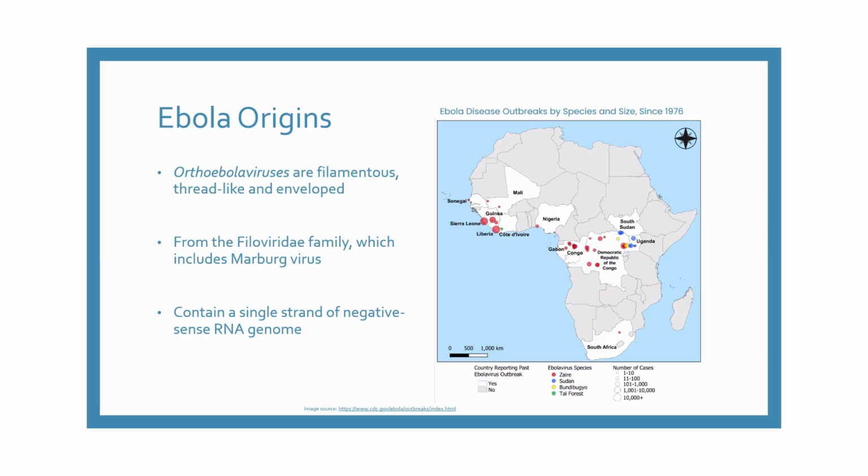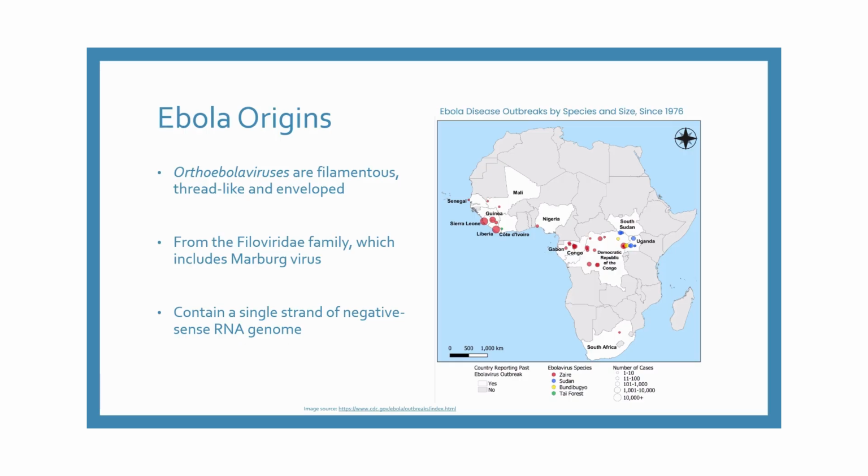There are 5 strains of orthoebolaviruses: Zaire, Sudan, Bundibugyo, Taï Forest, and Reston, and they're each named after the location where they were first identified. Zaire, Sudan, and Bundibugyo strains have been associated with major outbreaks in Africa. Over the past decade, there have been 3 major outbreaks, including the 2014 Ebola outbreak in West Africa, the 2018 outbreak in Democratic Republic of Congo, and the 2022 outbreak in Uganda.